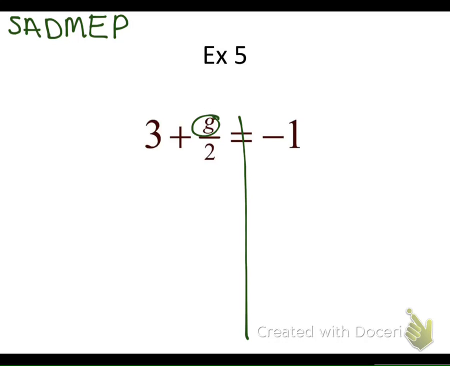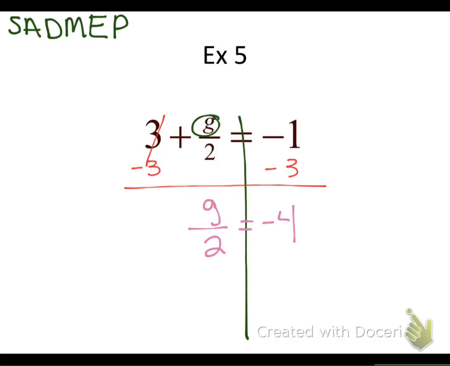Then I go to an A. Do I see any addition signs? Yes. So right here's the addition sign. What number goes with this addition sign? The 3. So how do I get rid of that 3? Negative 3. So if I subtract 3 from one side, I do it to the other side. So on my left side, I bring down the G over 2 equals negative 1 minus 3, negative 4. And then go ahead and solve from there.